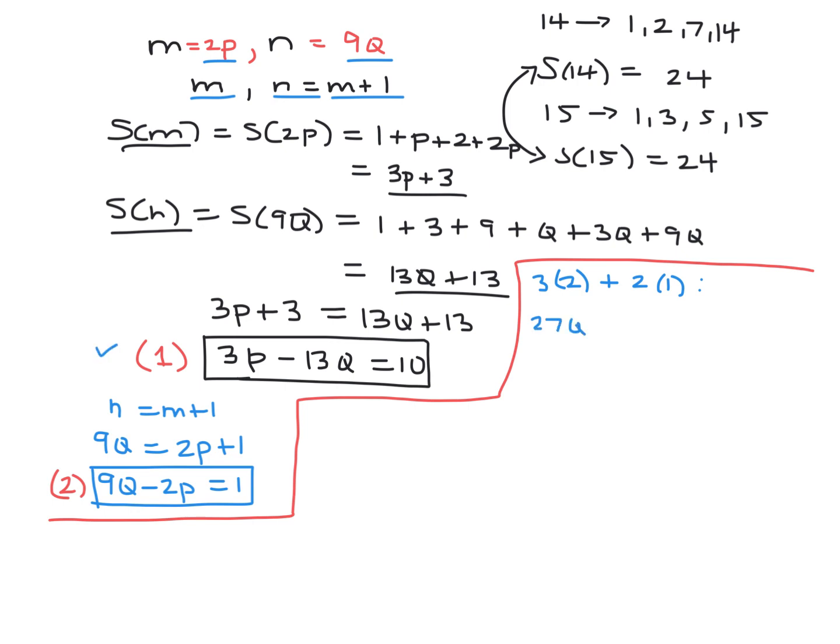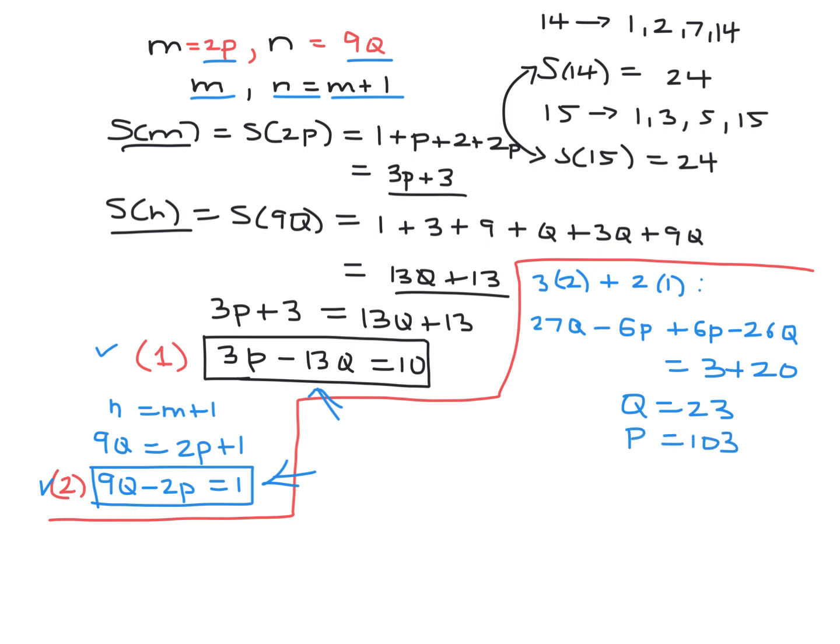These two guys, this guy and this guy, just in case you're wondering. 27q minus 6p plus 6p minus 26q is equal to 3 plus 20. So that's going to give me q is equal to 23. And then if I substitute that back into either one of these guys, I can solve for p. And when I do, I get p is equal to 103.